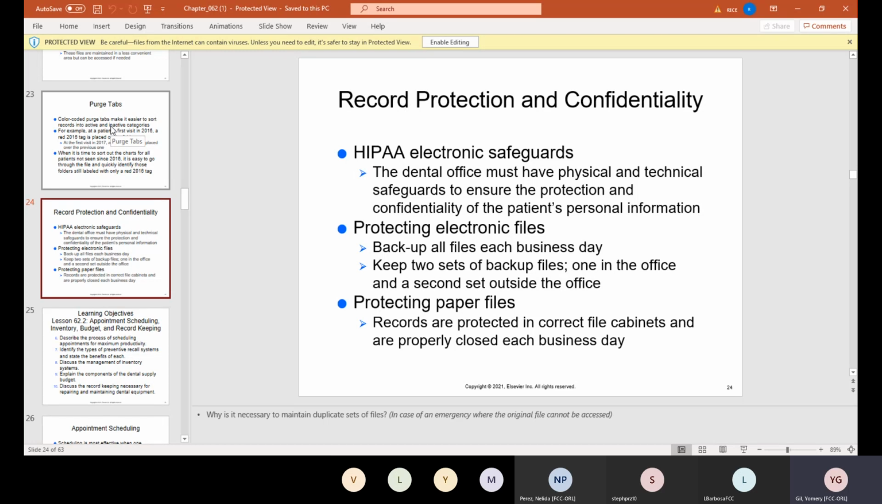And let's talk about keeping 2 sets of backup files, one in the office and a second set outside the office. What happens if, God forbid, the office catches on fire? What's going to happen to your files if you only have them at the office? They're going to be destroyed. We're all going to be lost. Exactly. Everything gets destroyed. So that's why it's important to have a second set outside of the office.